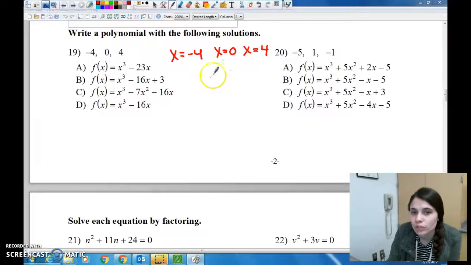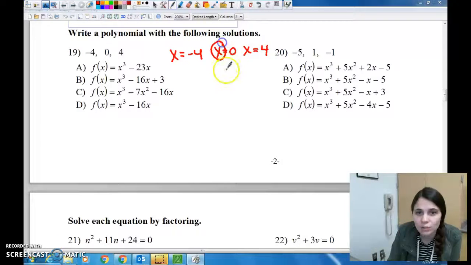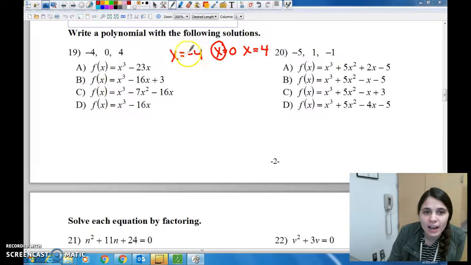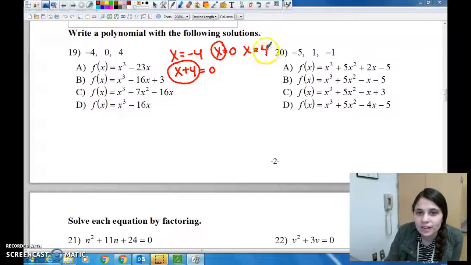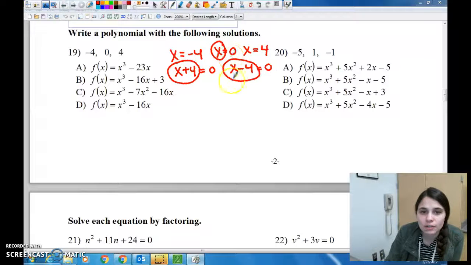So I'm going in reverse order to try and find the factors of my polynomial. So I want each of these to be equal to 0. This one is already equal to 0, so x is one of my factors. This one, if I add 4 to both sides, then I'm left with x plus 4 equals 0. So that's one of my factors. And then on this side, if I subtract 4 from both sides, then x minus 4 equals 0. And that's one of my factors. So each thing that I've circled are my factors.